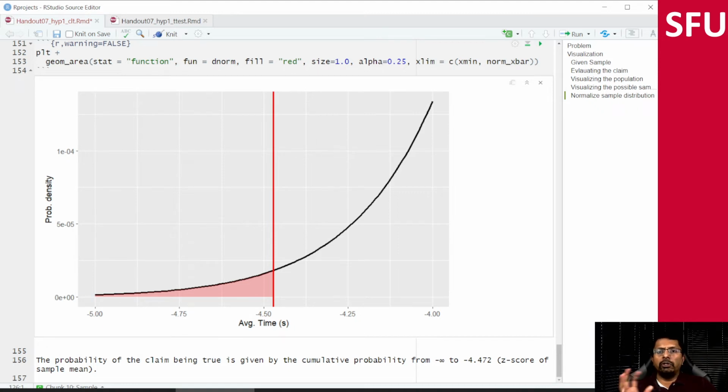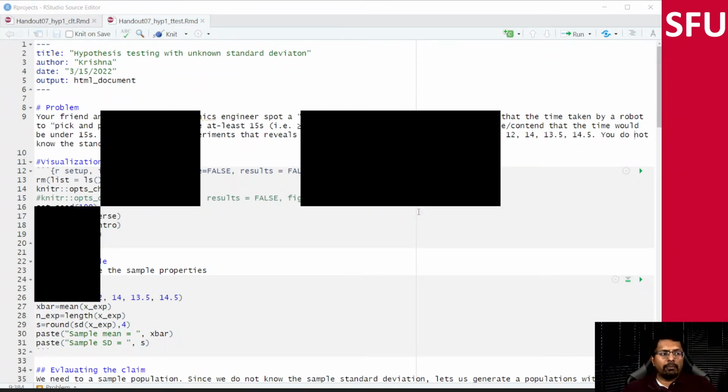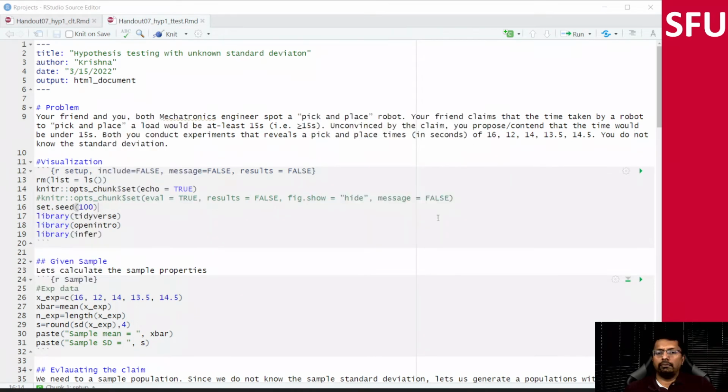Now we will switch gears and look at the case where we don't know the standard deviation of the population. This is the same exact problem, except that now we do not know the standard deviation of the population, right? So this makes things a little bit interesting. We're going to do the same visualization again, so I'm going to clear everything first and then redo this.